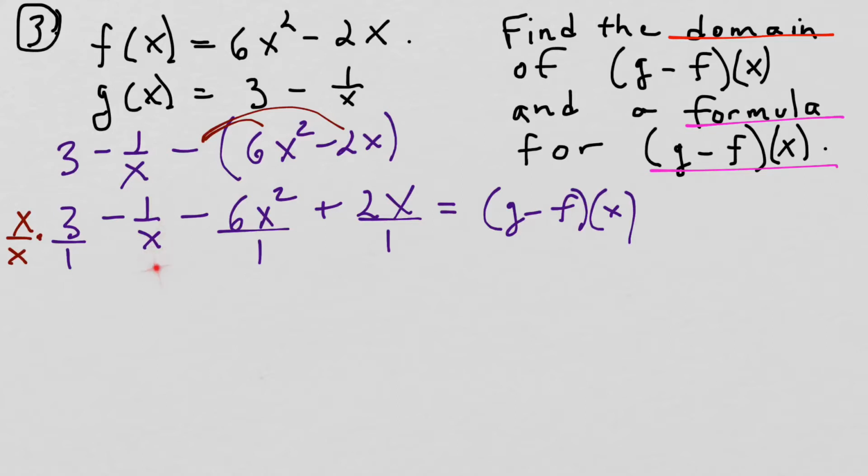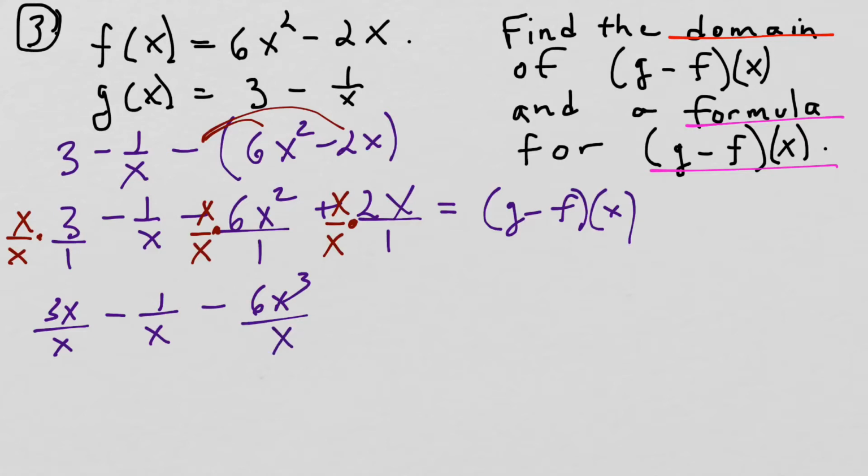The second one, we don't need to do anything to. That already has an x in the bottom. This one here needs an x in the bottom. And this one here needs an x in the bottom. That way, we'll get like terms. Common denominators, better way to put it. Alright, so now I've got 3x over x minus 1 over x minus 6x cubed over x plus 2x squared over x. Okay, so now we have common denominators.